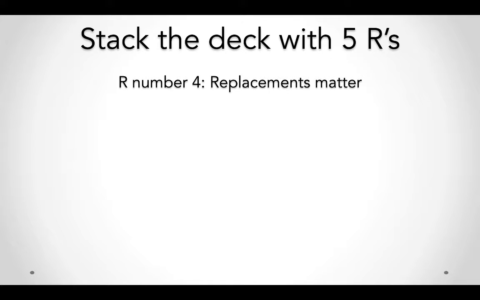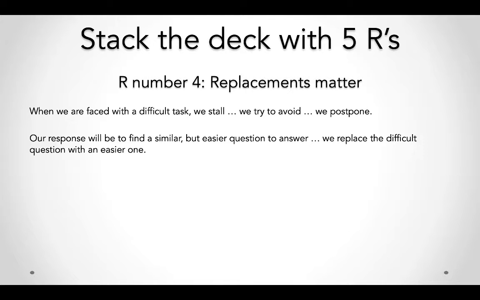Point number 4, replacement matter. That is the idea that people have a lot of workaround when they are presented with a difficult task. So people will often substitute or replace a difficult task with an easier one. We are trying to stall, avoid, postpone until eventually the deadline comes up to us if necessary. Our response will be to find a similar but easier question to answer. We replace a difficult question with an easier one.